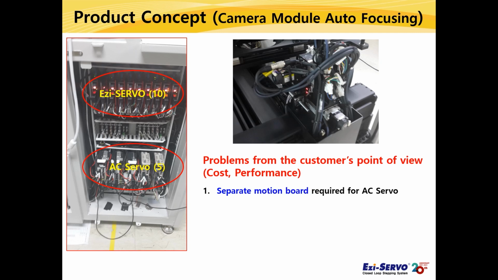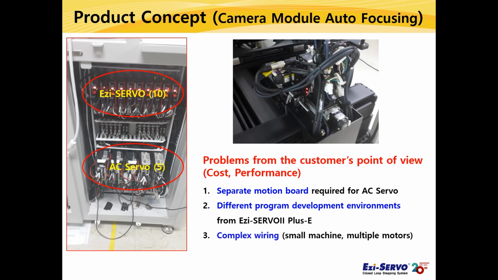But, a separate motion board is required to control the 5-axis Ezi-SERVO. The customer needs to configure two different software development environments to control Ezi-SERVO and Ezi-SERVO. This is cumbersome from the customer's point of view, and costs are increased by a separate motion board to control the 5-axis Ezi-SERVO. In addition, long and thick bundles of wires connected from the Ezi-SERVO to the motion board are required, and it makes the wiring complicated. In the next chapter, I will explain the details with diagrams.